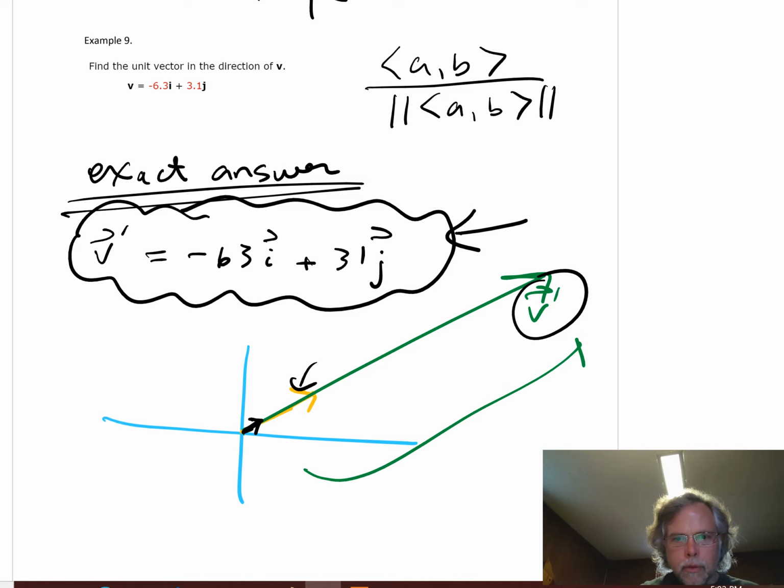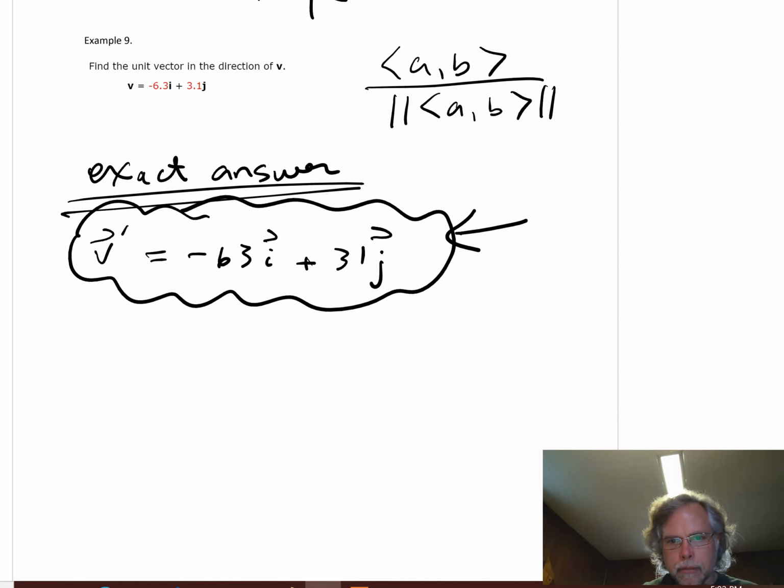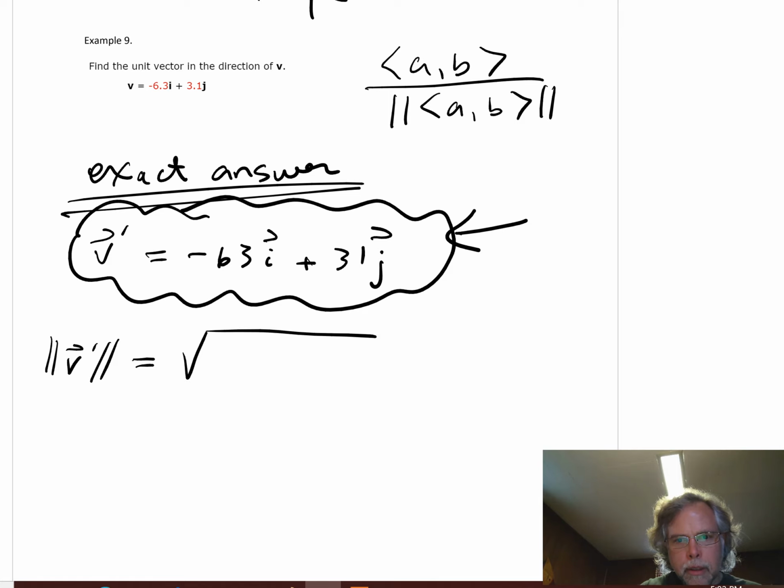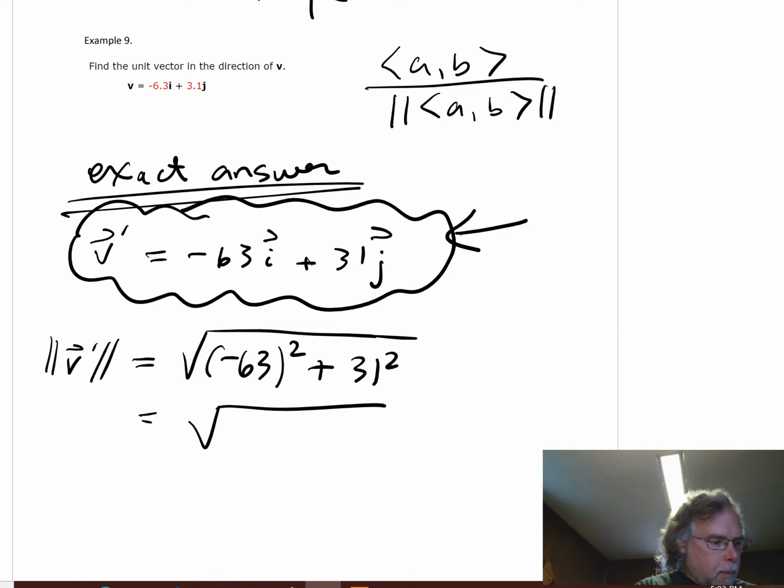Okay, so let's go for it here. What we have to do is calculate the magnitude or length of v prime. I'm going to work with v prime from now on. So that would be negative 63 squared plus 31 squared, all that square rooted. And that would be the square root of 4,930.